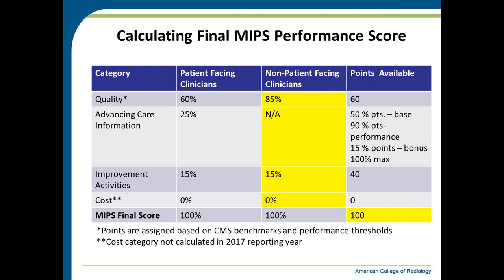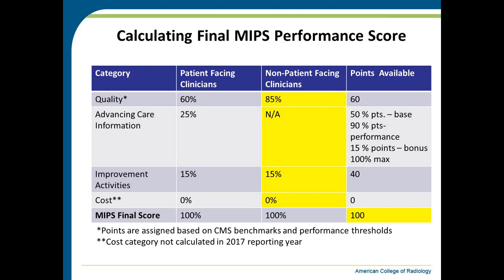I would say the performance threshold for 2017 is very low. Out of that 100 points, they're expecting that if you get at least 3 points, you will avoid a negative payment adjustment. So 3 points is very easy to achieve. We do not recommend anyone skip MIPS reporting for 2017.